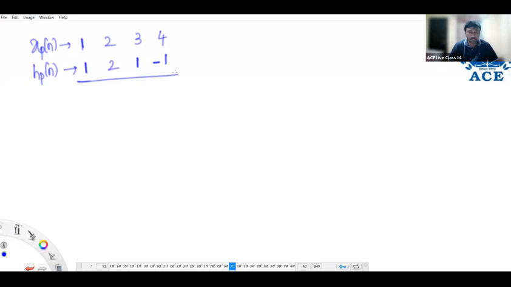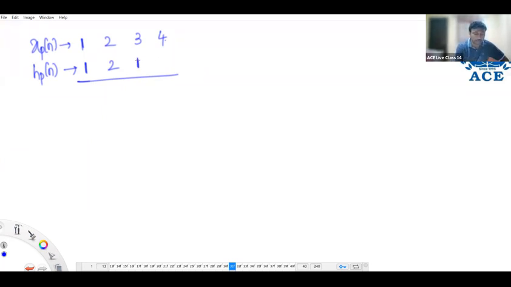Before doing periodic convolution, the first point we have to check is whether input length and system length are the same or not. In this problem, input has 4 samples, system has 4 samples, means output is also defined for 4 samples. Suppose that fellow has given h of n as only 1, 2. What you have to do here? Add 2 extra zeros. Don't forget. To take maximum length, add 2 extra zeros.